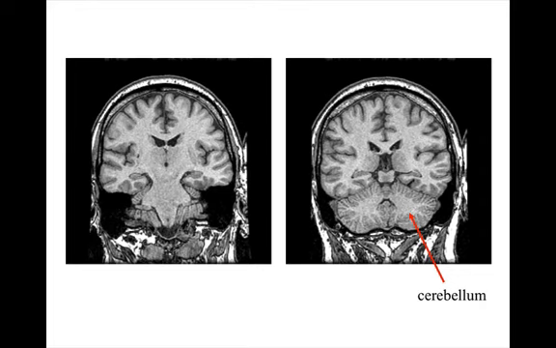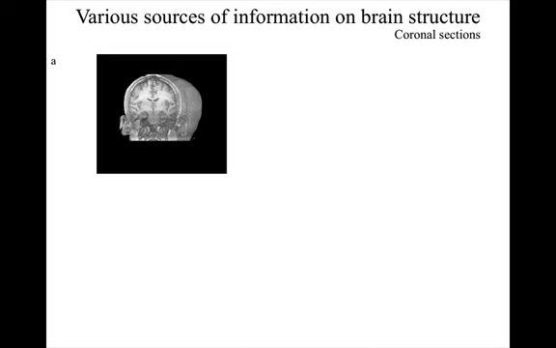These two coronal images are of parallel vertical planes, but the one on the left goes roughly from ear to ear, and the other is further back. So because the structure called the cerebellum is towards the back of the brain, it's only visible in the right image. So MRI images can be compared with actual brain slices.